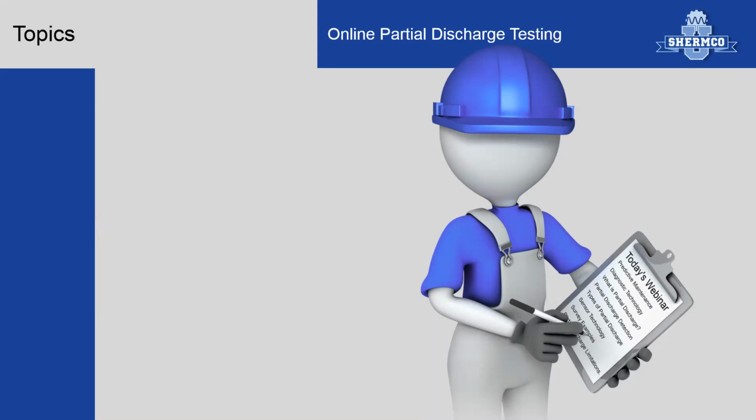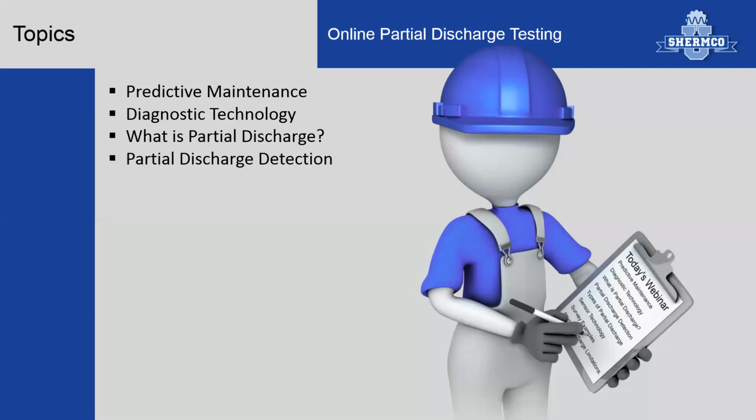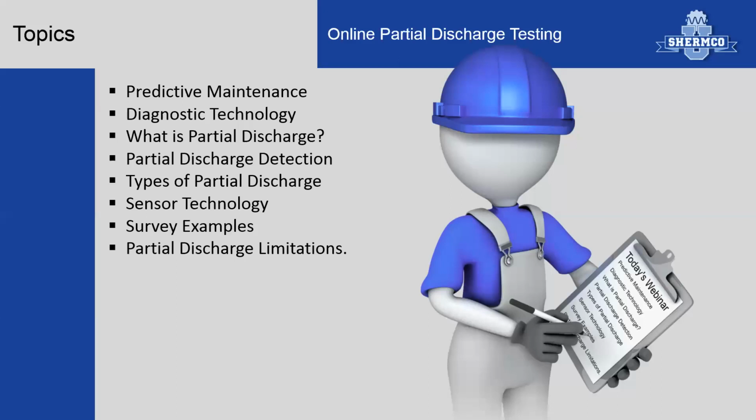All right, in this session, we will be discussing, obviously, online partial discharge testing. But specifically, the topics that we're going to go into will include predictive maintenance, diagnostic technologies, what is partial discharge detection, types of partial discharge. We'll talk about different sensors, how they operate, and sensor technologies. We'll take a look at different examples of surveys, a switchgear survey, gas insulated system or GIS survey, or transformer surveys. And also, we will talk a little bit about partial discharge limitations.